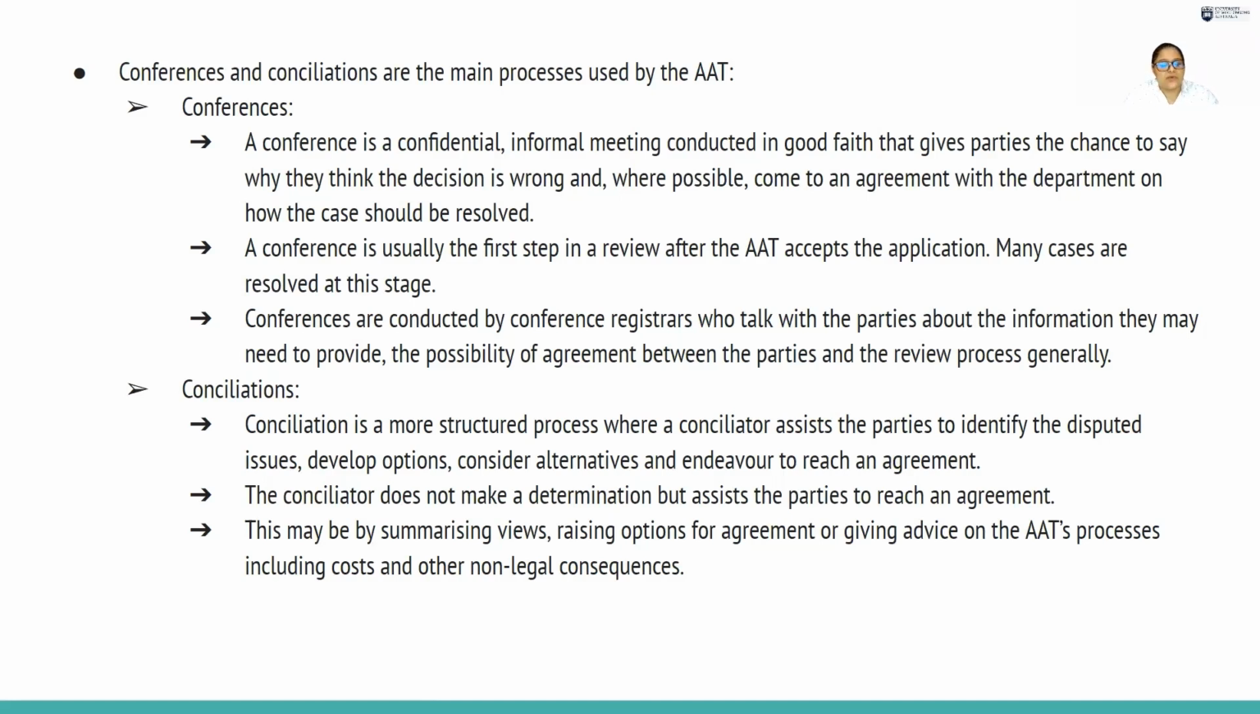Conciliation. Conciliation is a more structured process where a conciliator assists the parties to identify the disputed issues, develop options, consider alternatives, and endeavor to reach an agreement. The conciliator does not make a determination but assists the parties to reach an agreement. This may involve summarizing views, raising options for the agreement, or giving advice on the AAT's processes, including costs and other non-legal consequences. Now, my group member will take my place and continue presenting the conclusion.